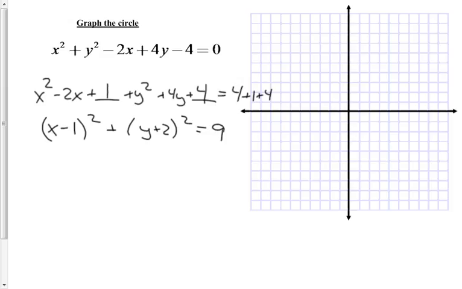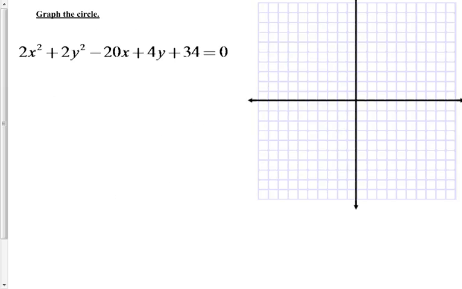Questions there? I went kind of fast, but okay. So your center is at 1, negative 2. Don't forget, you always do the opposite signs. And the radius is 3. This one works out nice. So then you can graph it.